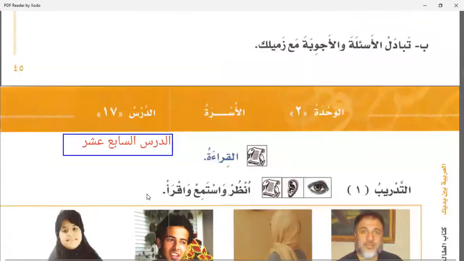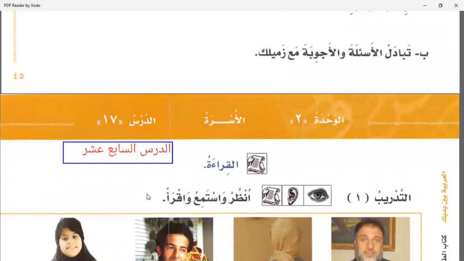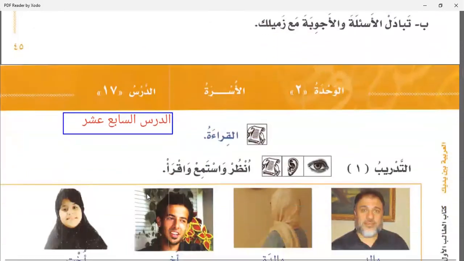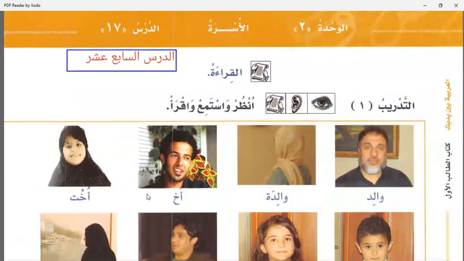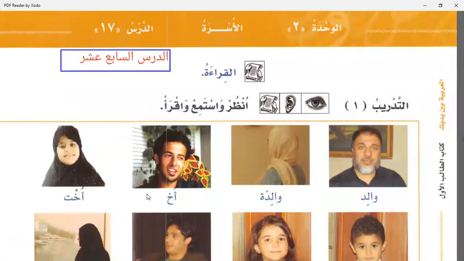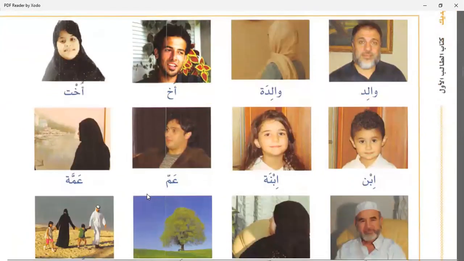Next, Unit Two, the family, Lesson seventeen, reading. Exercise one: look and listen and read. So we have just vocabulary. I need a student, Miss Tessin. Read this vocabulary, okay, just read it. Miss Tessin, if you are available, you can read it. Or anyone? Yes, I'm sorry, I forgot to unmute myself.